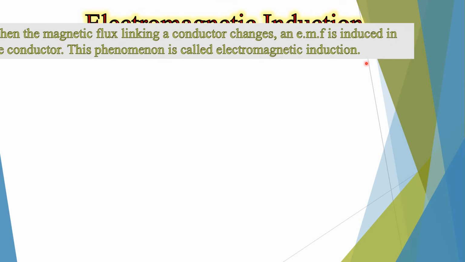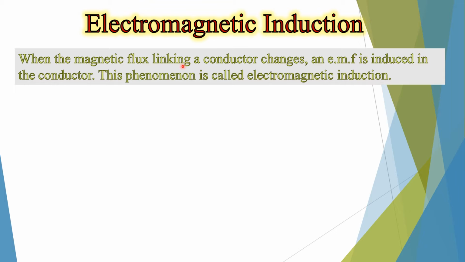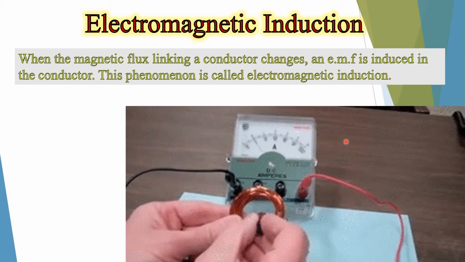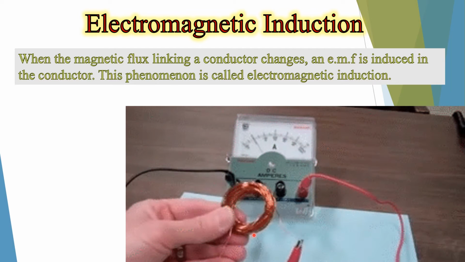Electromagnetic induction. When the magnetic flux linking a conductor changes, an EMF is induced in the conductor. This phenomenon is called electromagnetic induction. Here we have a practical demonstration of electromagnetic induction.